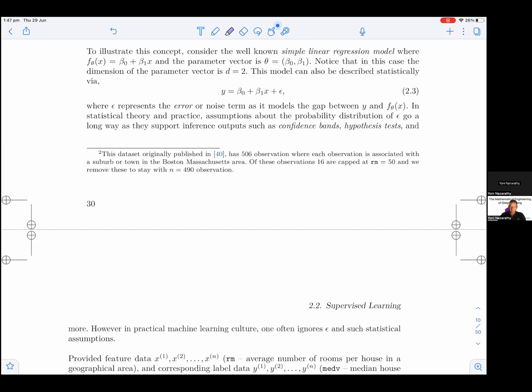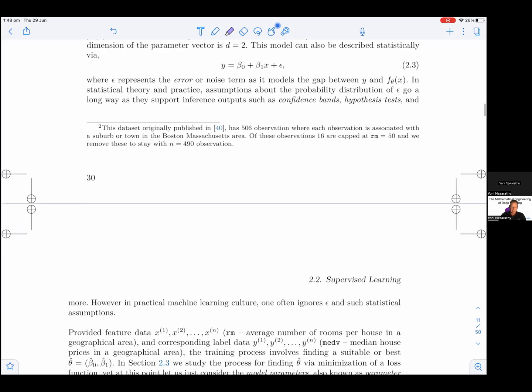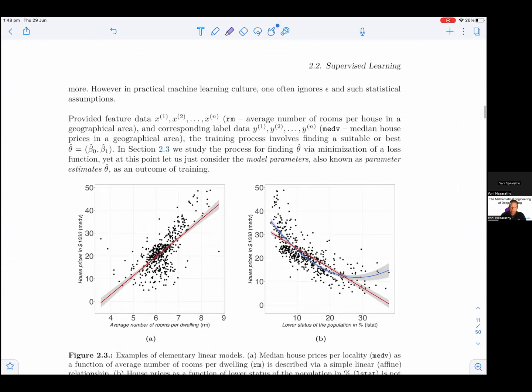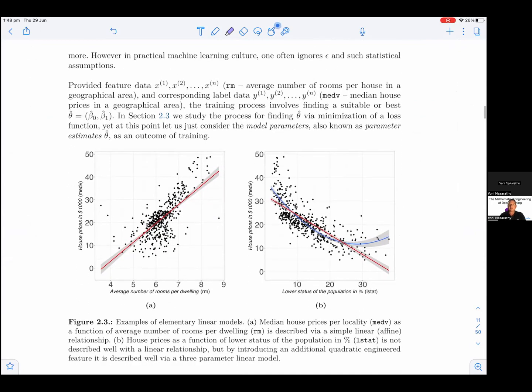In statistical theory and practice, assumptions about the probability distribution of epsilon go a long way as they support inference outputs such as confidence bands, hypothesis tests, and more. However, in practical machine learning culture, one often ignores epsilon and such statistical assumptions.